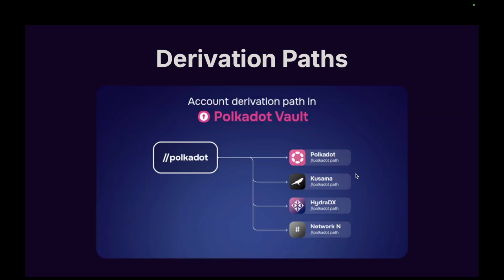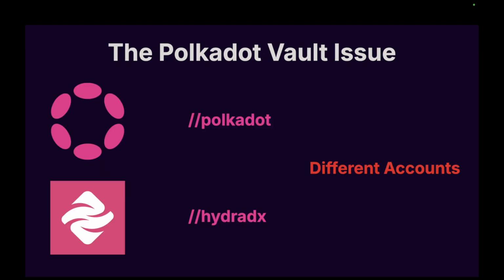And thanks to my friends at Nova for this graphic. So, for example, if you use the /Polkadot derivation path, you can actually generate accounts on multiple networks, on Polkadot, on Kusama, or Hydration, or any other network with the /Polkadot path. Because you have used the /Polkadot derivation path, it will generate the same account on all of these networks, right?